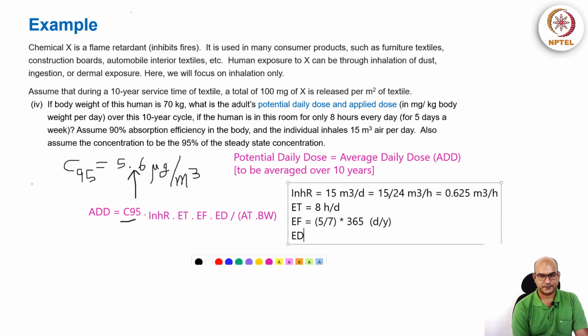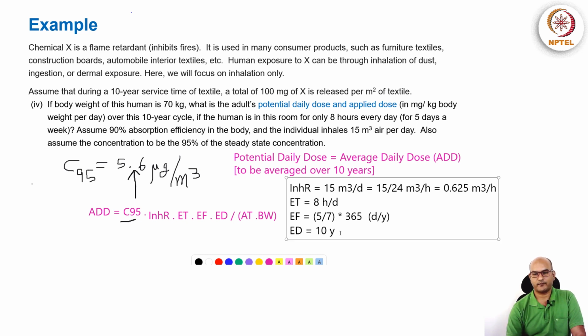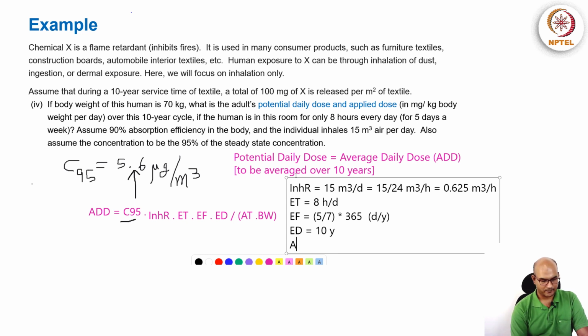Exposure duration is 10 years. Then the next thing is averaging time. We have to get the average over 10 years, so averaging time is 10 multiplied by 365 days. And of course we know our body weight. Body weight is 70 kg.